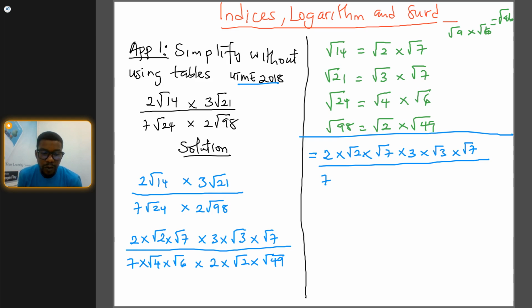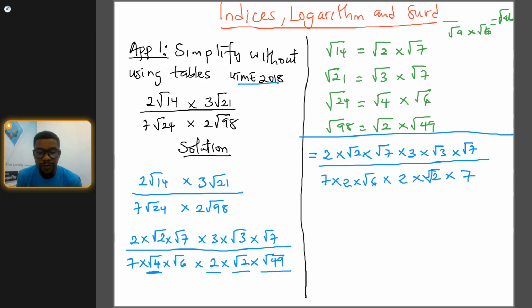The square root of 4 is 2. So that would be times 2 times the root of 6, because 6 also does not have a perfect root, times 2, and here times 2 again times root 2, multiplied by the square root of 49, which is 7. So we have 7 here.